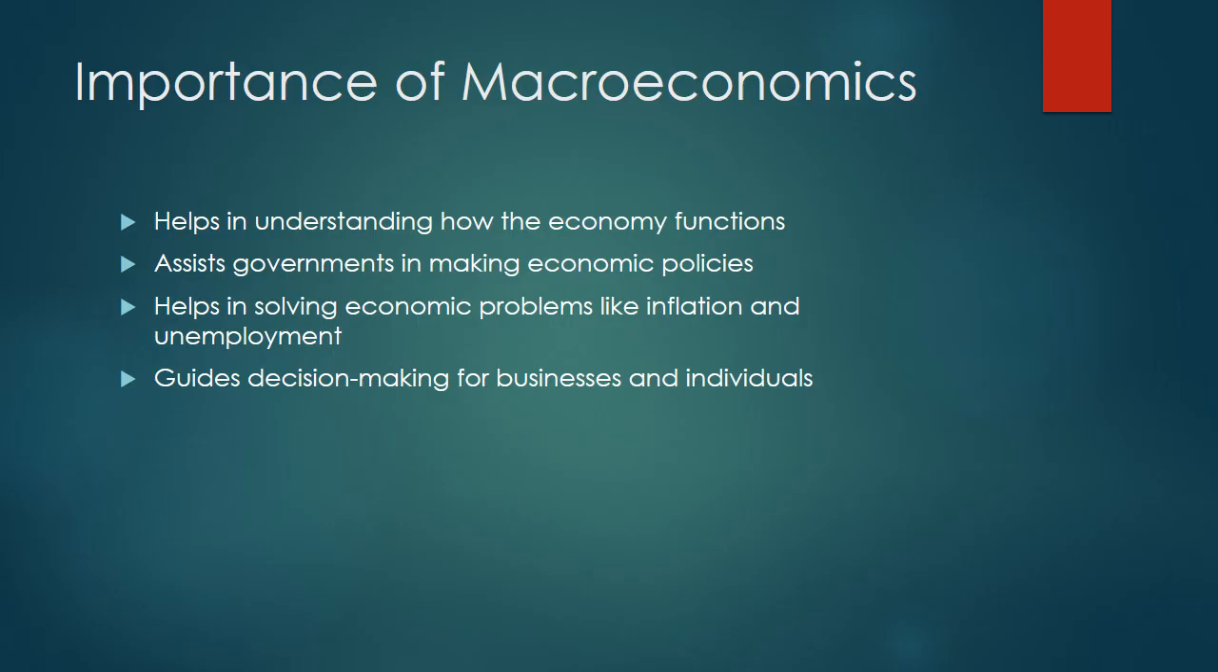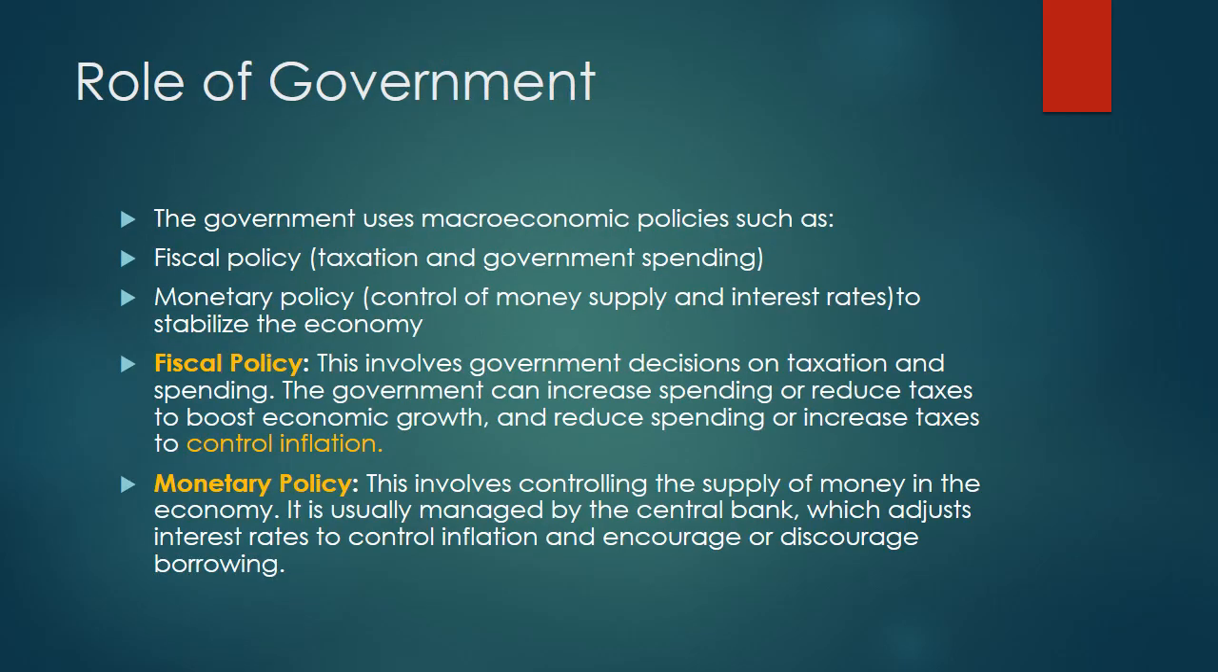So let's look at the role of government in macroeconomics. The government uses macroeconomic policies such as fiscal policy and monetary policy. Fiscal policy is about taxation and government spending. The government taxes people, that's the taxation, and spends on the production of goods and services. So fiscal policy involves government decisions on taxation and spending.